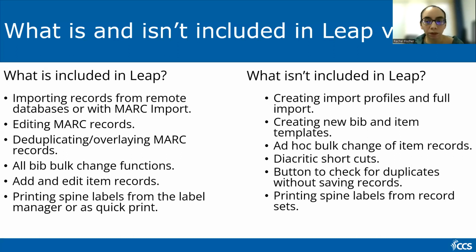The spine labels can be printed from the label manager or as quick print. And most of the functions that are missing are minor and should not impact your workflow too much. So these include creating import profiles and full import, creating bibliographic record and item templates, the ad hoc bulk change feature of item records, diacritic shortcuts, and a separate button to check for duplicates. Oh, as well as printing the spine labels from the record sets. So if you do think I've left something out of this list of missing functions, please do let me know so I can include it in a list.